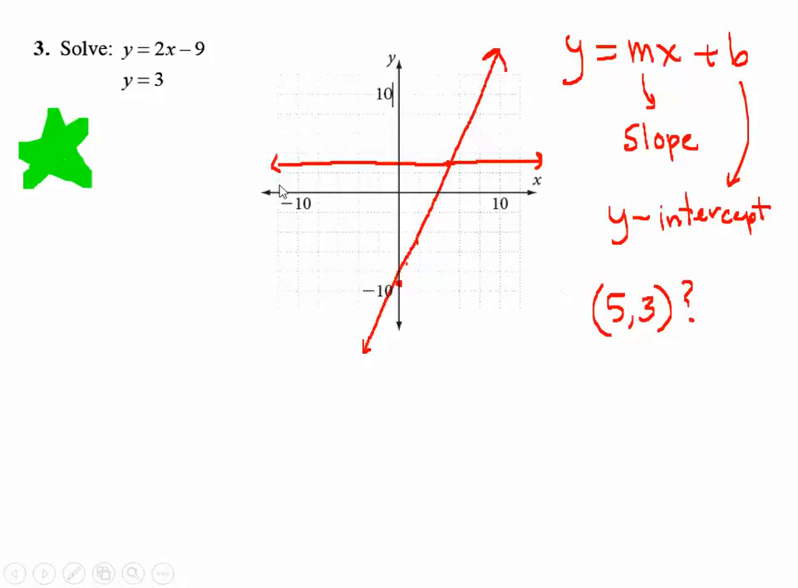Let's see. Second equation, does it work out for the second equation? Of course it does, right? Because y is actually equal to 3. But I'm not sure whether it works out for the first equation. So can you plug in 5, 3 into the first equation? Let's just see if it does work out.